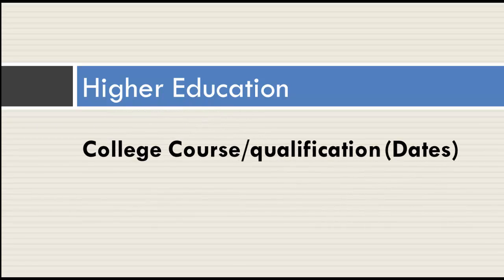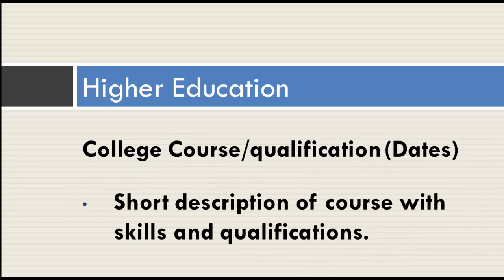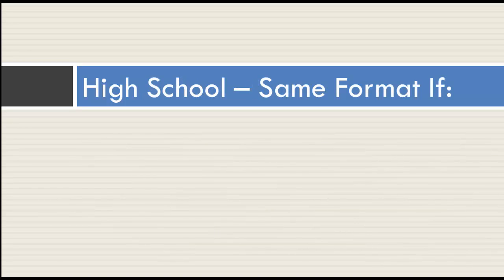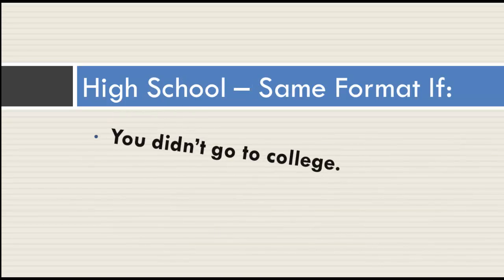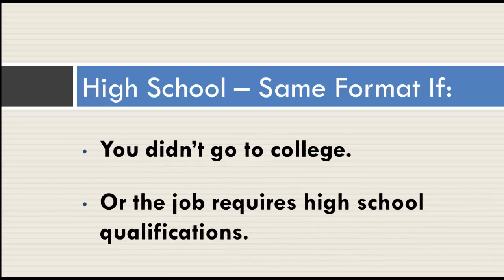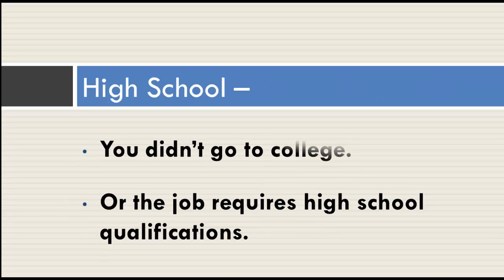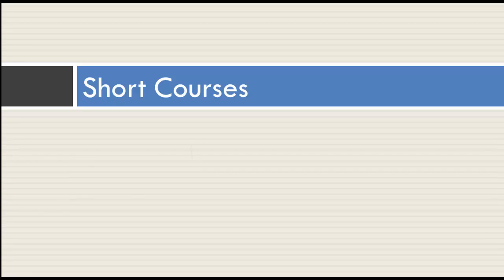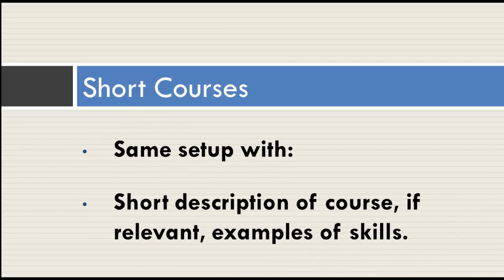And next comes higher education. So you'd have the college, the course or qualification, and the dates, and then a short description of the course with the skills and qualifications if you haven't mentioned those above. And you'd use the same format for high school if you didn't go to college or if the job requires high school qualifications. And then for short courses you can use the same layout with a short description of the course if it was relevant and skills that you picked up.